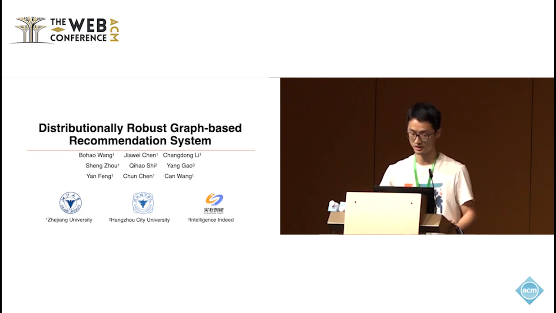Today, I am excited to share our latest research, Distributionally Robust Graph-Based Recommendation System. This work is jointly completed by researchers from Zhejiang University, Hangzhou City University, and Intelligence Indeed.